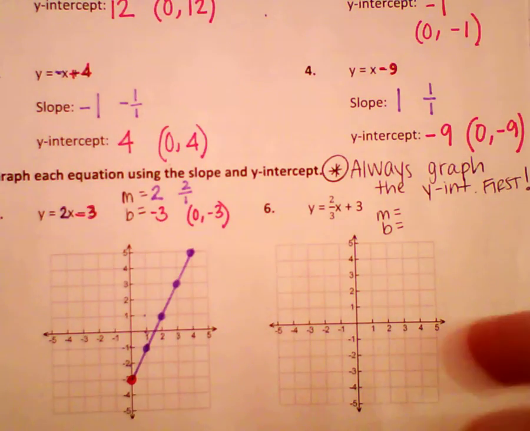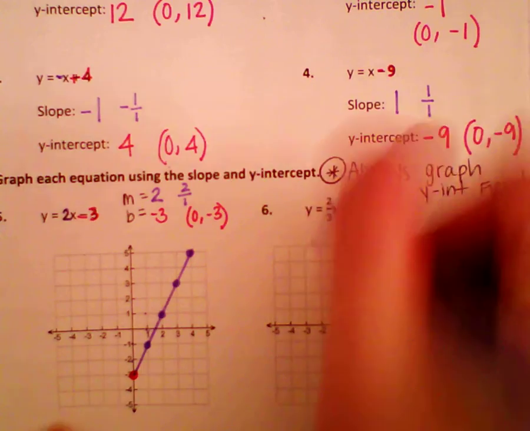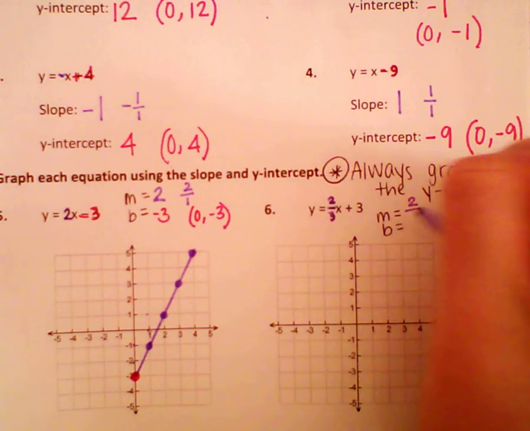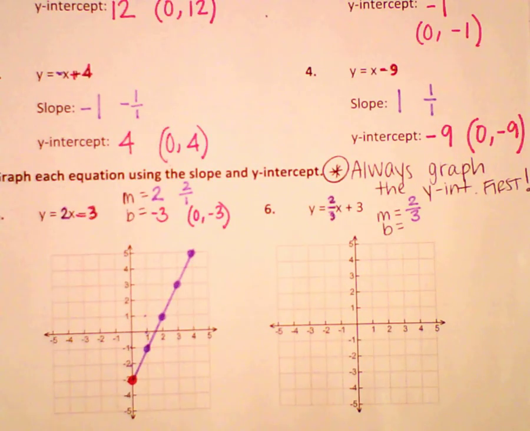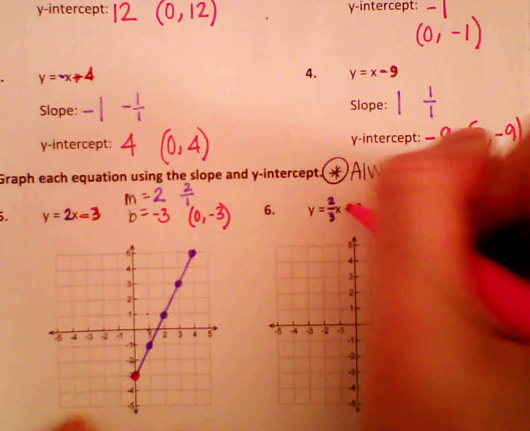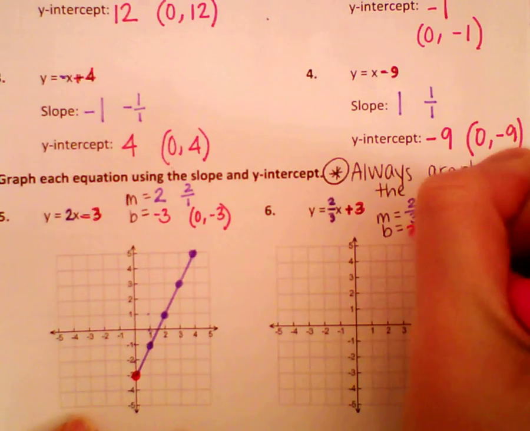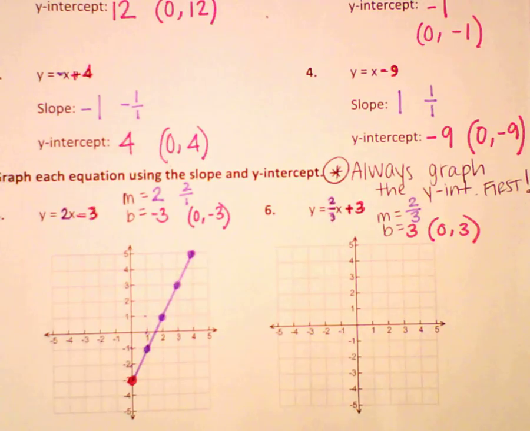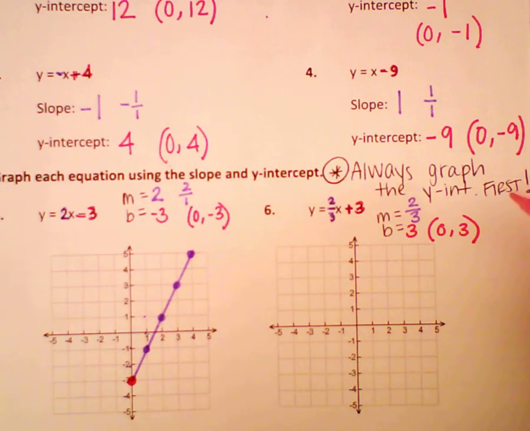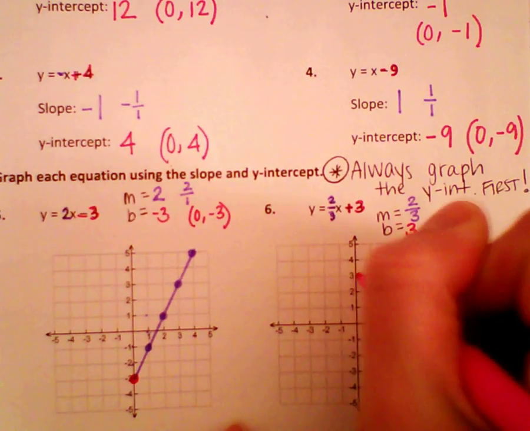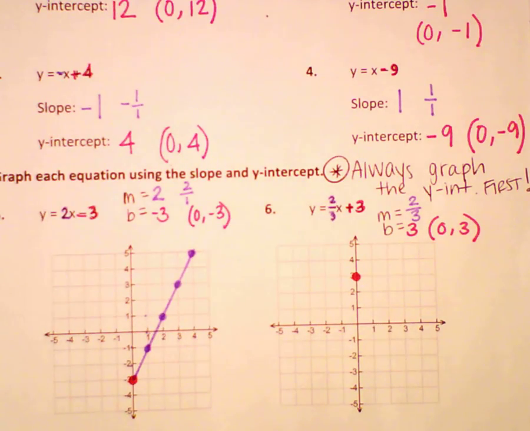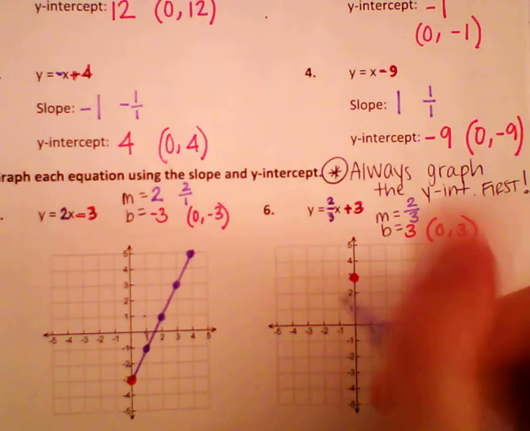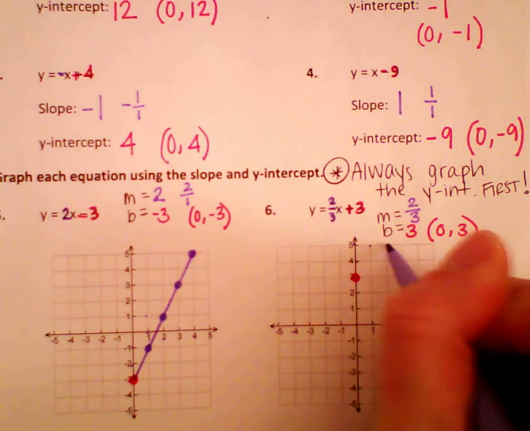So my coefficient of x is my slope, which is 2/3. Up 2 over 3, and my y-intercept is +3, which means 0, +3. All right, I always graph my y-intercept first, so I am going at 0, 3, and I need to go up 2 over 3.